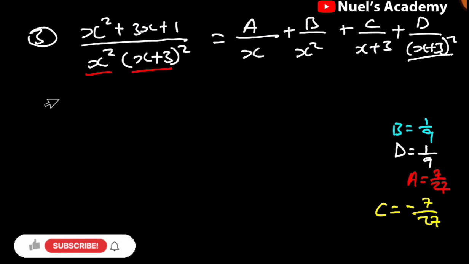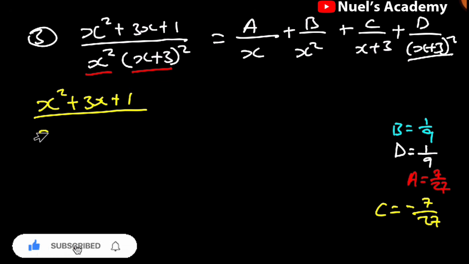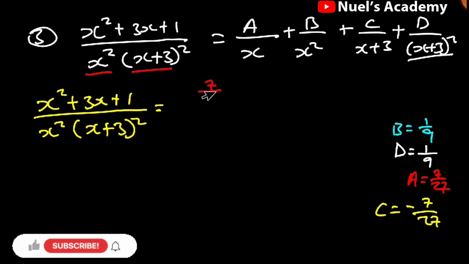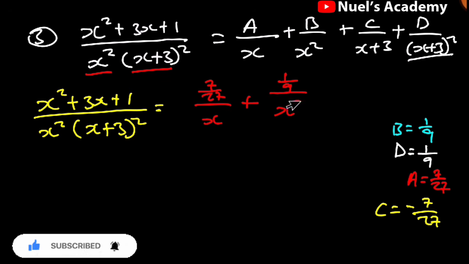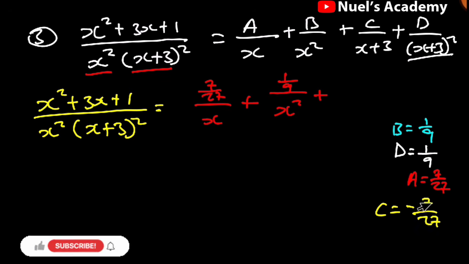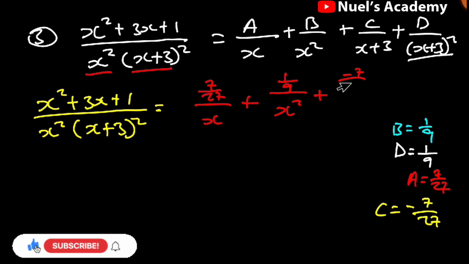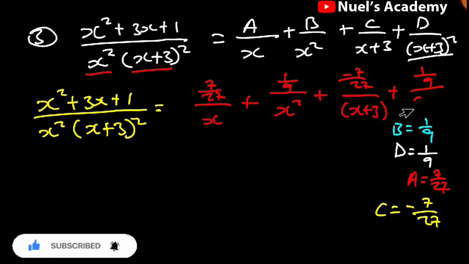Now finally we have that the partial fraction of x squared plus 3x plus 1 divided by x squared multiplied by x plus 3 all squared is equal to a, which is 7 over 27, so we have 7 over 27 over x, plus b, which is 1 over 9, so we have 1 over 9 over x squared, plus c, which is minus 7 over 27, so we have minus 7 over 27 divided by x plus 3, plus d, which is 1 over 9, so 1 over 9 over x plus 3 all squared.